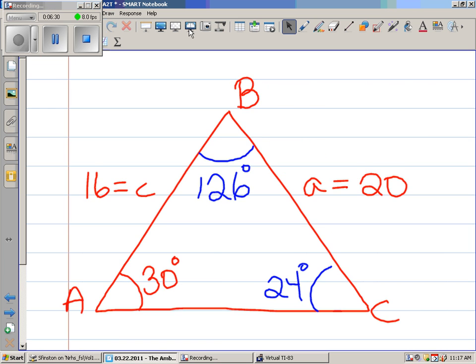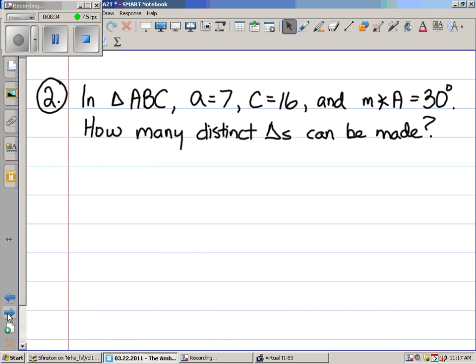And now, let's play again. Do you see? It looks exactly like the question that you were just asked. It even says how many distinct triangles can be made. Same thing.